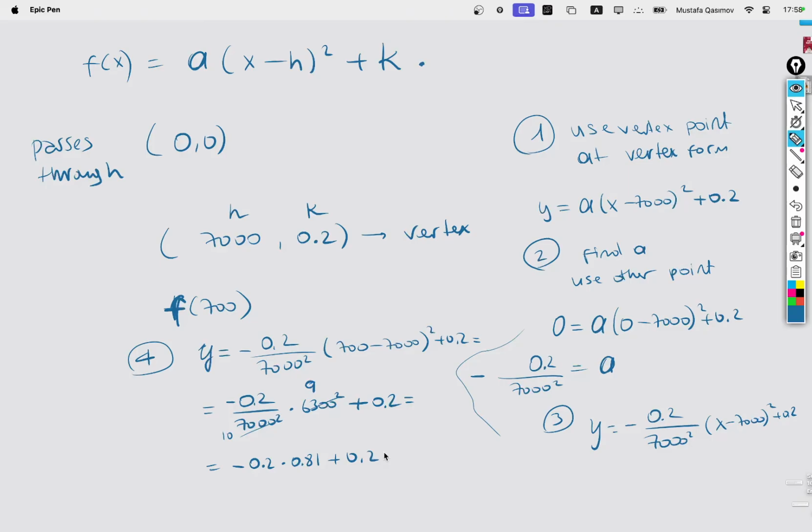Minus 0.2 over 10 is not minus 0.2. No, I combine these two. It is 9 square and it is 9. I combine these two and minus 0.2 over 10 square. How can it be minus? It is like that, right?